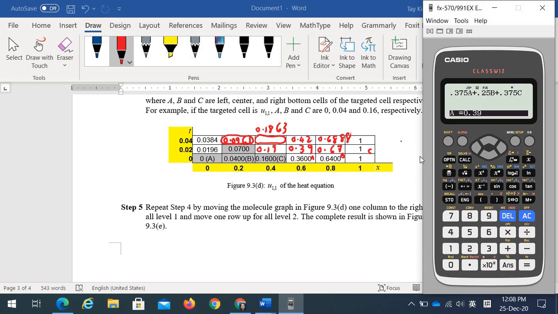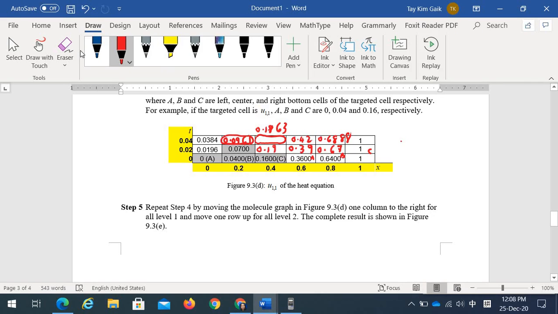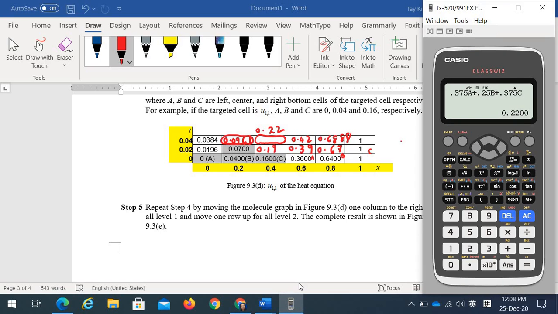This cell, A is 0.07. B is here 0.19. C is 0.39. So 0.22. Okay, I took down wrong. Okay, for this cell, A is here, B is here, C is here. 0.07. We check. This is B, this is C.